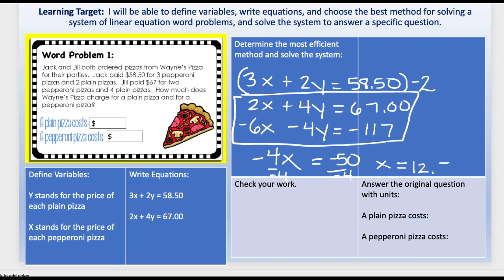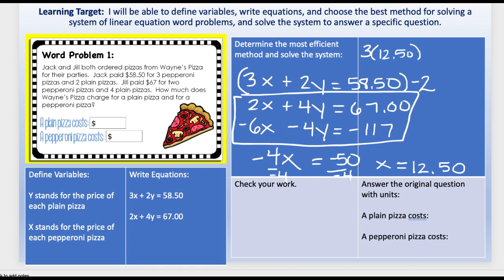Remember, we're talking about prices of pizzas. So if I look back at the original statement where I defined my variables, I can see that the x stands for the price of each pepperoni pizza. So that would mean that each pepperoni is $12.50. All right, so now that I know my x, or one of my variables, I'm going to now plug it back into another equation, either one of my original equations. It doesn't matter which one. I'm going to go ahead and use that first one.